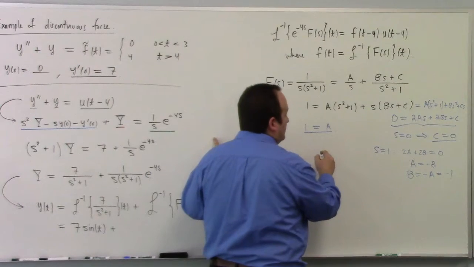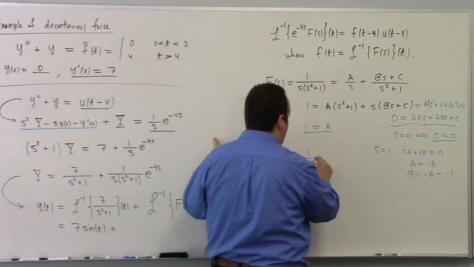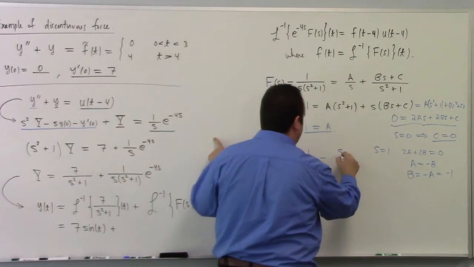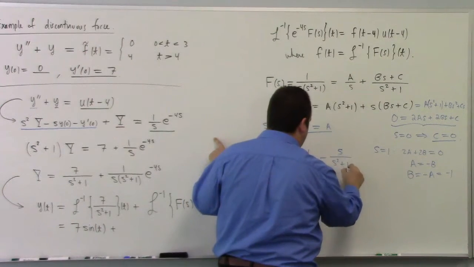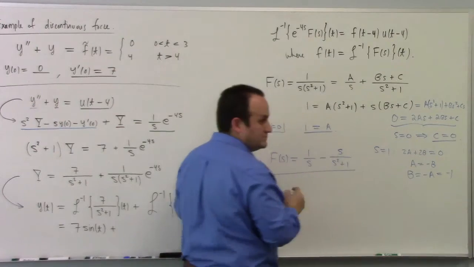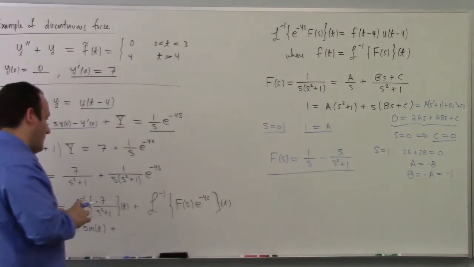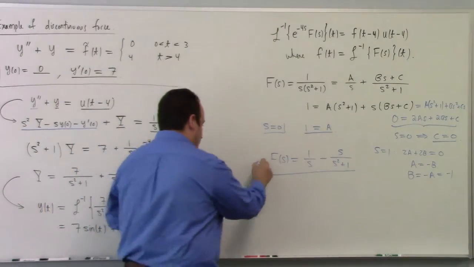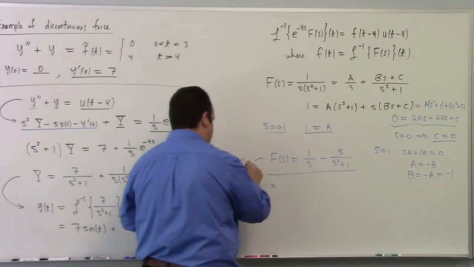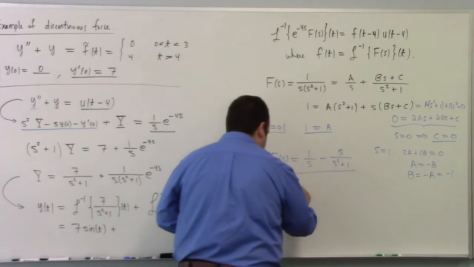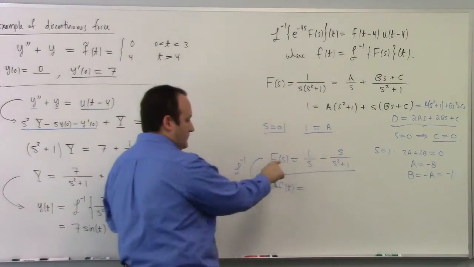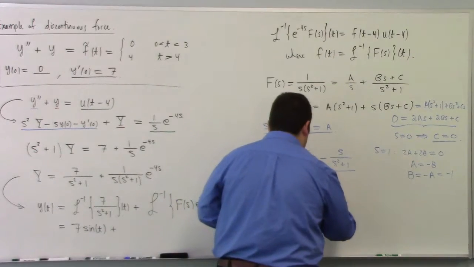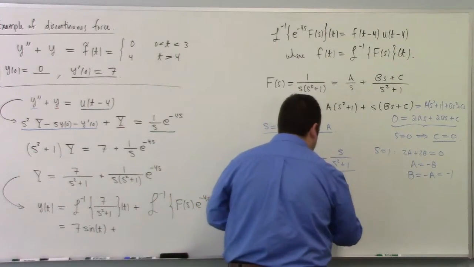We've got 1 over s, right? And what did we figure out? B was minus 1, right? So minus s over s squared plus 1. And there you go, right? So what does that make my inverse Laplace transform of this? Gives me f of t, right? What's f of t equal to? 1, right? Yeah, now we got the cosine. Minus cosine t.